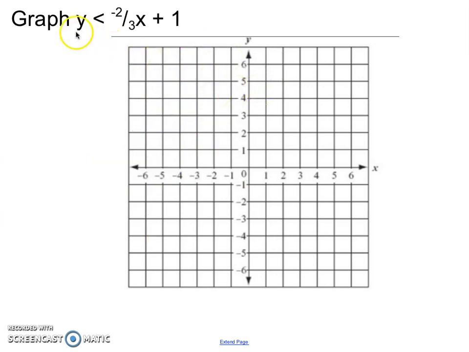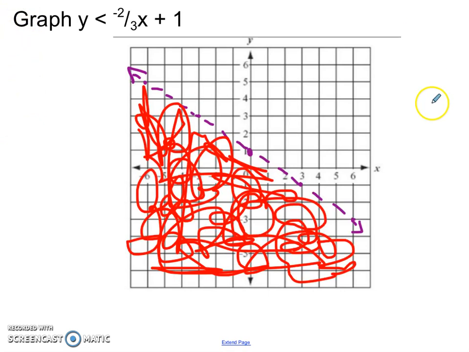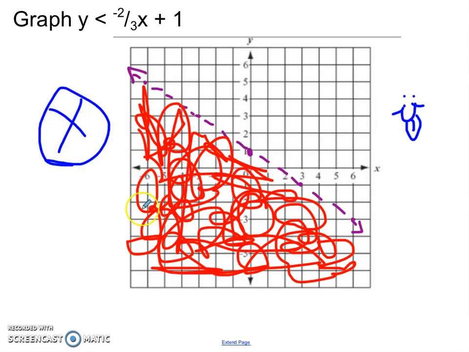Try this one. Graph y is less than -2/3 x plus 1. Take your time, graph it, pause your video, and when you think you have the answer, hit play. Did you get a graph that looks something like this? If you did, give yourself a smiley face with a tongue sticking out. Really big dimples. If you didn't, give yourself an X, go back and try it again, put a circle around it once you figure it out.